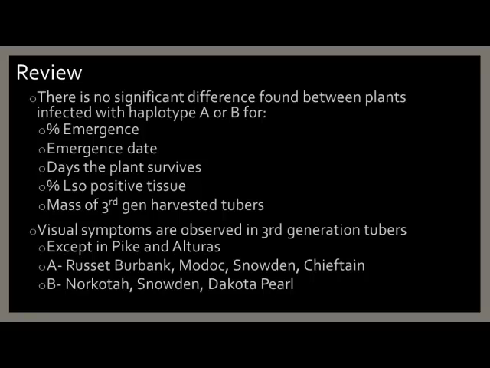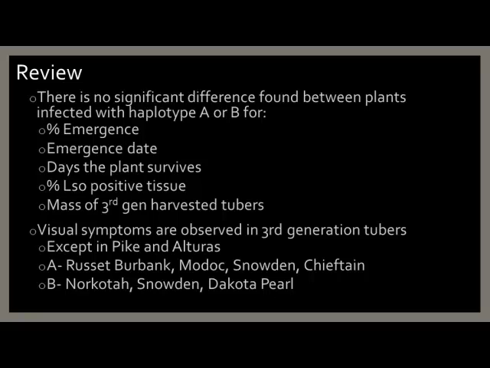So far, in the first trial of this experiment, we found that there weren't any significant differences between haplotype A and B in the plants: for the percent of emergence, the emergence date, the number of days the plant survives, the percentage of plants that test positive, or the mass of the tubers that we harvest in the end. There are visual symptoms seen in all of the varieties except for Pike and Alturius.